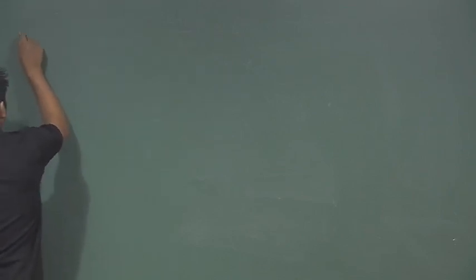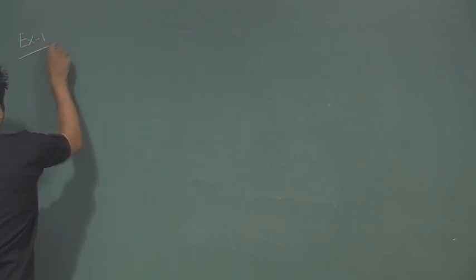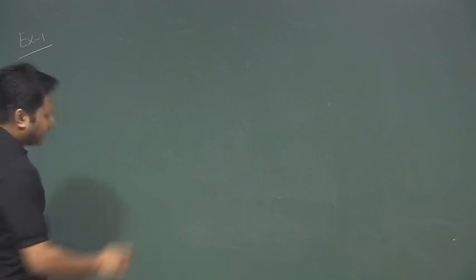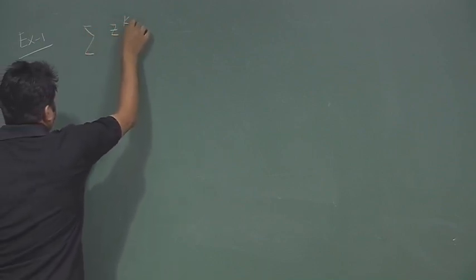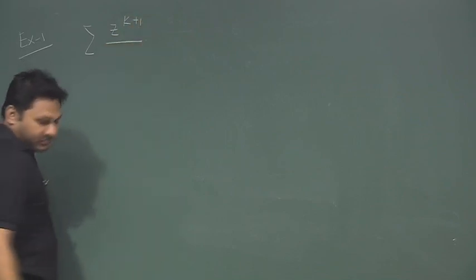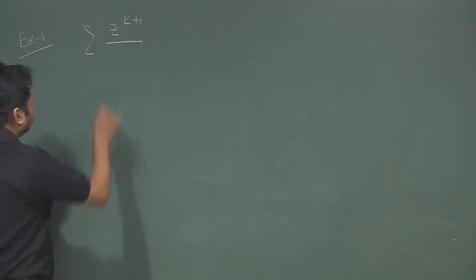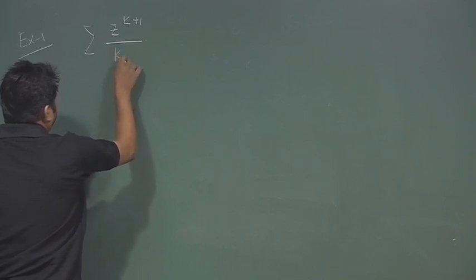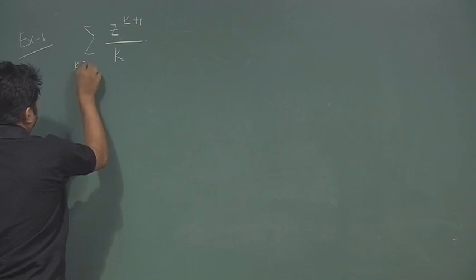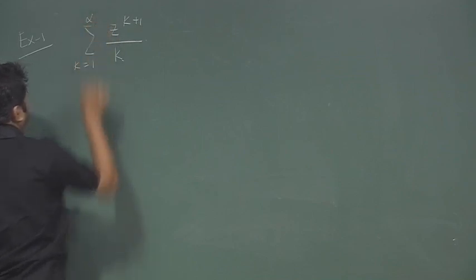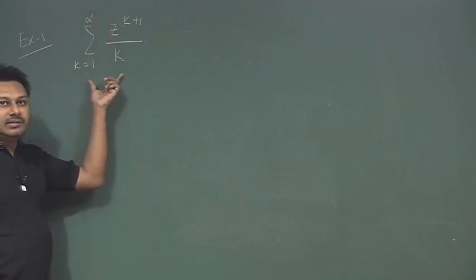Okay, so let's see what example I have today for you. Example 1. The series that is given to us is z to the power k plus 1 divided by k. This is a power series, summed from 1 to infinity. This series is given to us.